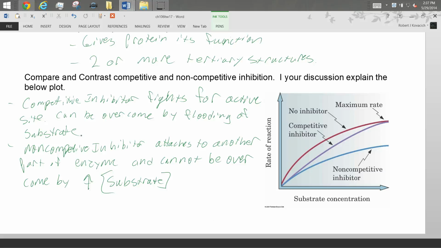So in this graph, you see that if you just keep jacking up the substrate concentration, you can overcome the competitive inhibitor, but it doesn't matter how much substrate you put in. I could put tons of substrate in down here, and I've still got my non-competitive inhibitor slowing down the maximum turnover rate of my enzyme.